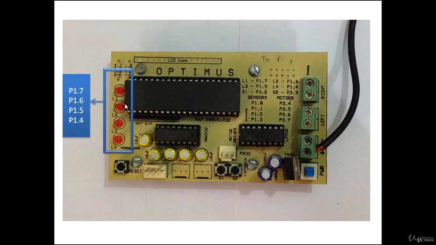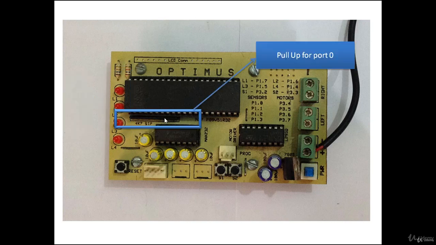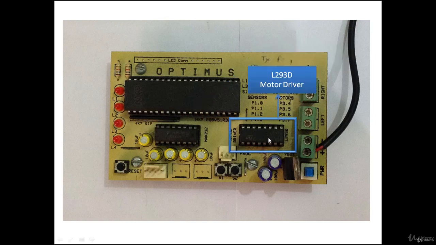On this board I have only 4 LEDs connected to port 1.4 to port 1.7 pins. Port 0 is connected externally to pull-up resistors. Here is the L293D motor driver IC. If you want to drive motors from the microcontroller, you need to use this motor driver IC.